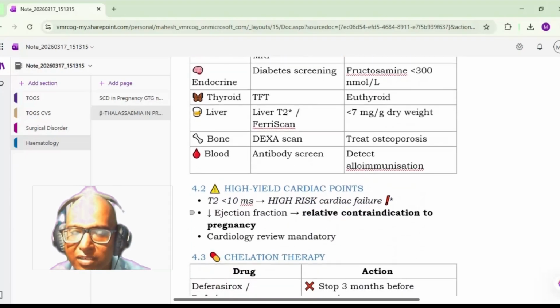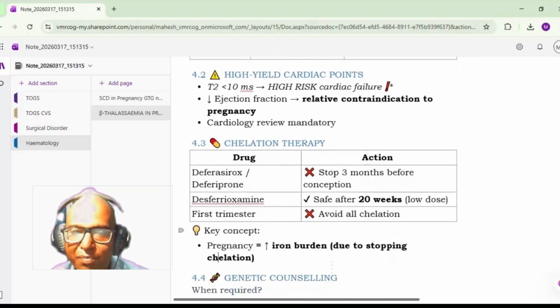As I have already discussed, a T2* value of less than 10 ms is high risk for cardiac failure. It should be more than 20 ms; that is normal. If your T2* value is less than 10 ms, that indicates a high risk for cardiac failure because of cardiac iron deposition. There will be decreased ejection fraction, and it is a relative contraindication to pregnancy. So cardiology review is mandatory.